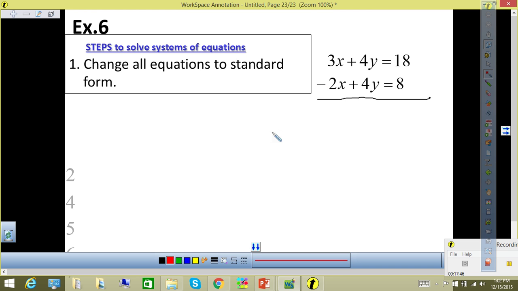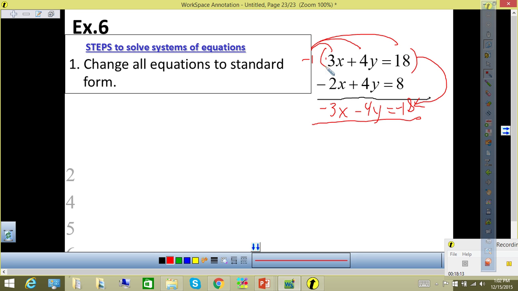Negative 1. Does it matter which? No, as long as one of them is a negative. I'm going to do the top one. Check this out. Times negative 1. This becomes, I'm going to write it down here, negative 3x minus 4y equals negative 18. And now I no longer use this, and I use this. Copy that, please, and solve.